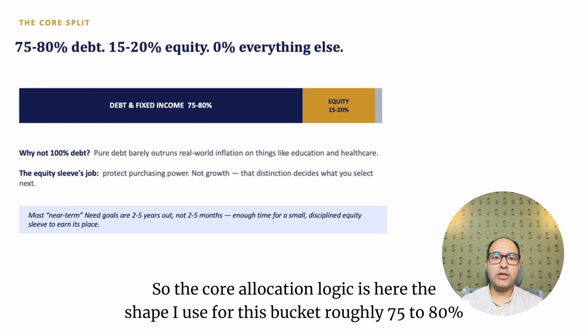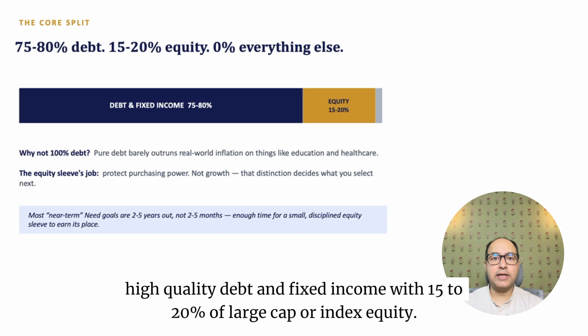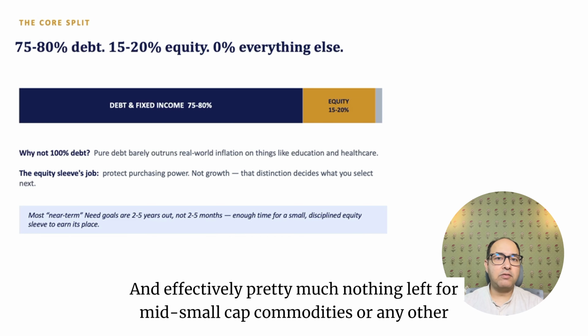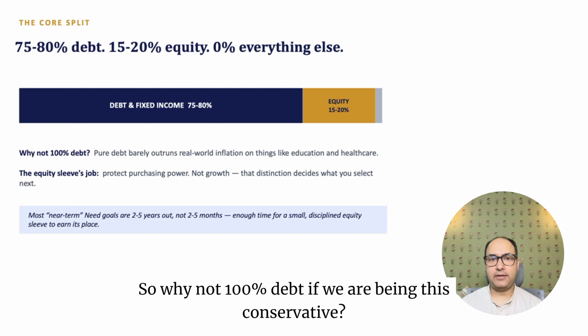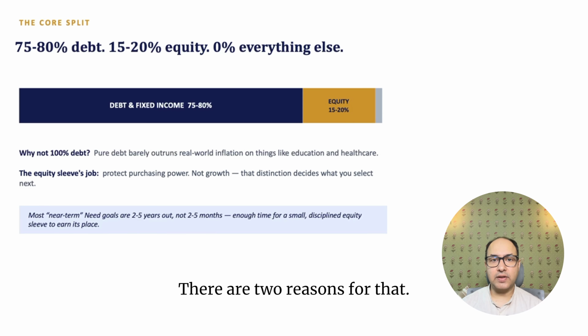So the core allocation logic is the shape I use for this bucket: roughly 75 to 80% high quality debt and fixed income, with 15 to 20% in large cap or index equity, and effectively nothing left for mid, small cap, commodities, or any other allocation. So why not 100% debt? If we are being this conservative, there are two reasons for that.